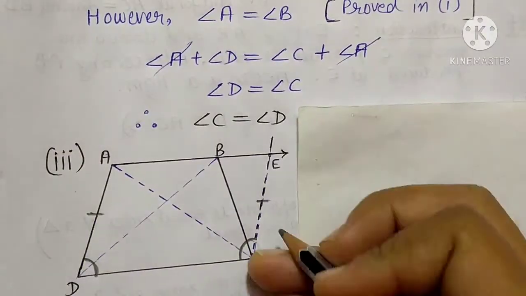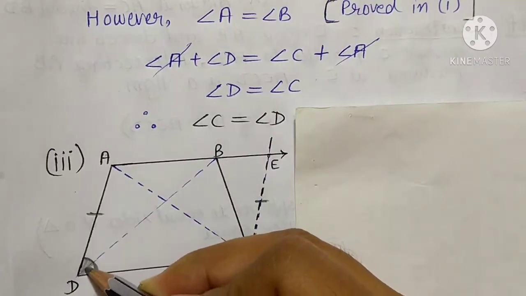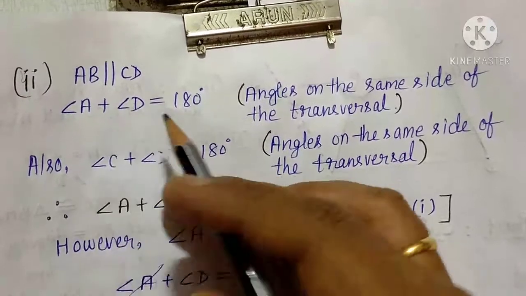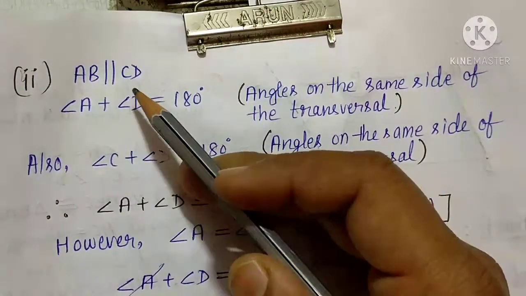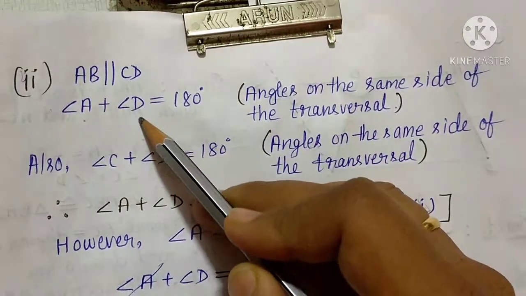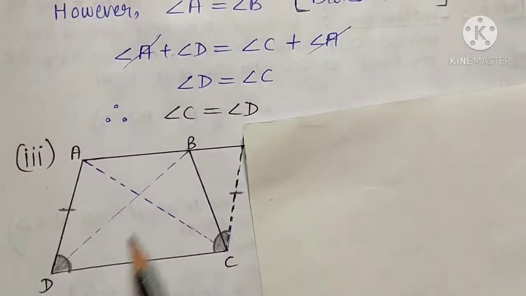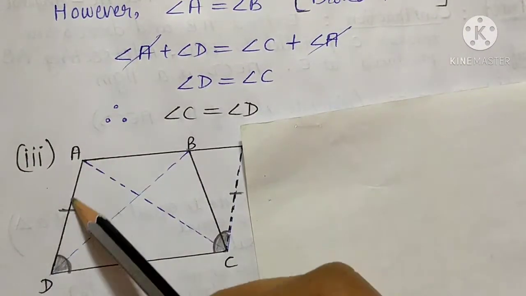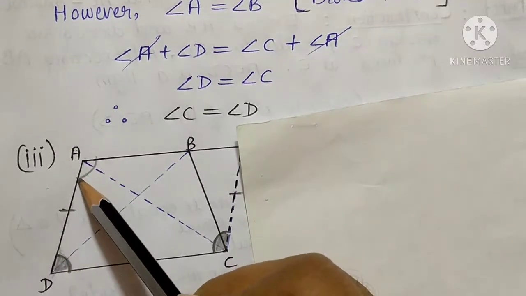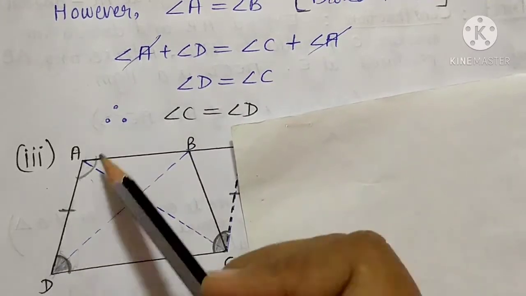Now in the second part we have to prove that this angle C is equal to angle D. These two angles are equal, we have to prove. So just check here. We said that AB is parallel to CD, and it was already given in the question. Therefore angle A plus angle D equals 180 degrees because AB is parallel to CD, and AD is working as a transversal. So these two angles make 180 degrees, because they are the angles made on the same side of the transversal AD.